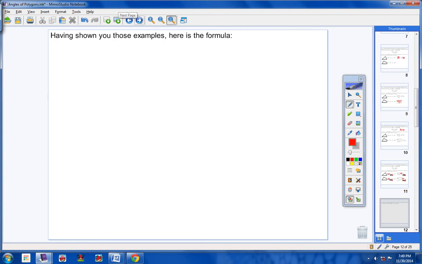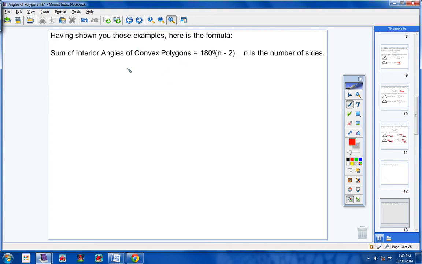Here it is. Okay, copy this down. The sum of the interior angles of a convex polygon equals 180 times n minus 2. That's it. That is such an easy formula. Well, Mr. Earhart, what's n? N is the number of sides. Okay? N is the number of sides. Whatever polygon I'm dealing with.